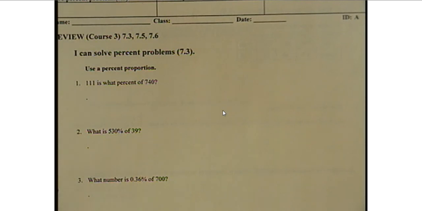We are going to do together a review worksheet of Unit 7 percent problems. I'm going to go through each individual example and explain how it works. You can practice with me, or try on your own first and then check your answers. I will leave that up to you.